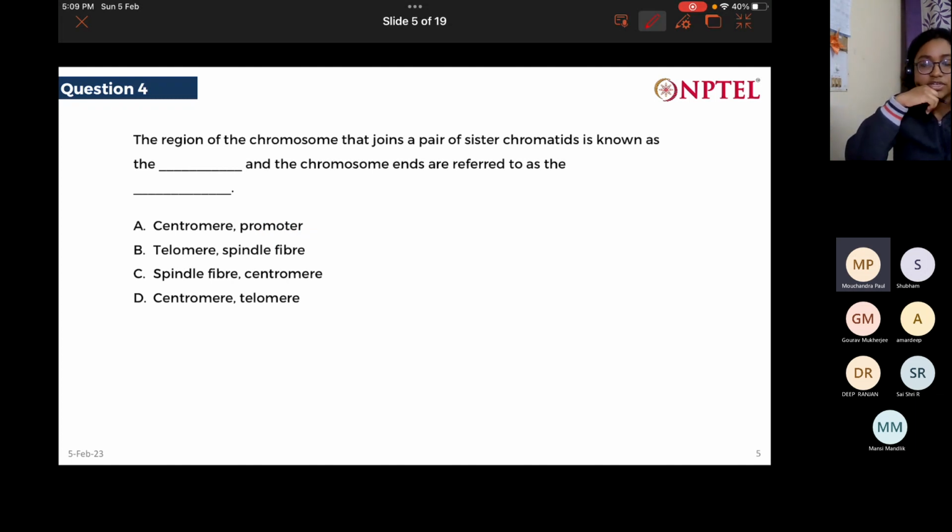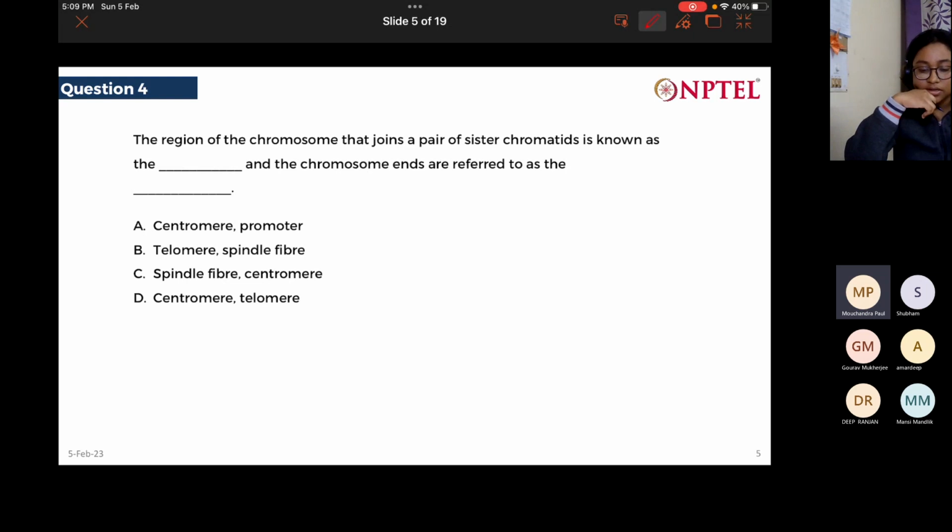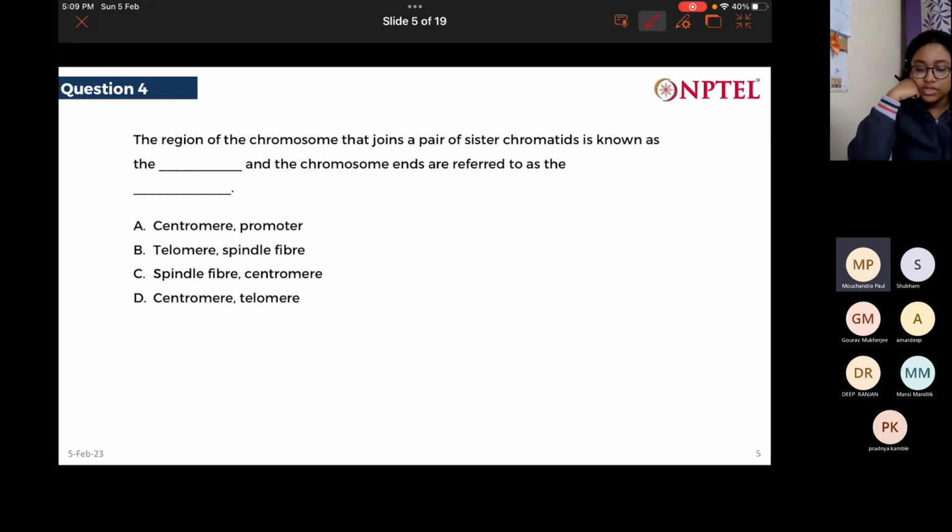Moving on to the next question, it's also easy. So the question says that, okay, wait, another person is joining. So in this question, you can solve this question if you are able to understand the structure of the chromosome. And then you can easily fill in the blanks.